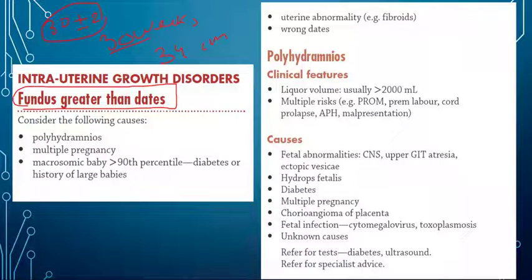So there are some causes of it. One is polyhydramnios, so excessive fluid around the placenta or around the baby. If it is a twin pregnancy or multiple pregnancy, if the baby is macrosomic, like a diabetic baby, fibroid, or if it's a wrong date. So first thing that you rule out is wrong date. If it's not a wrong date, then you try to rule out all other causes. If you suspect it's most likely polyhydramnios, you have to do an ultrasound to confirm it.